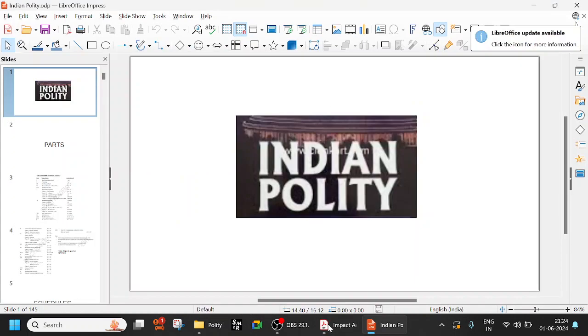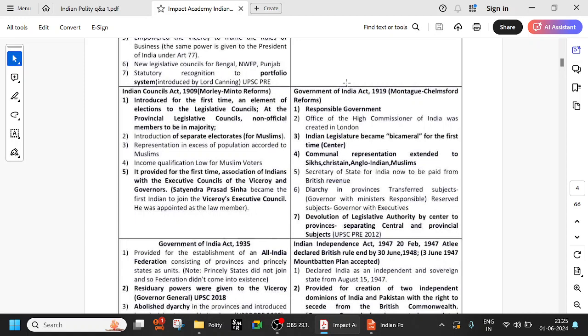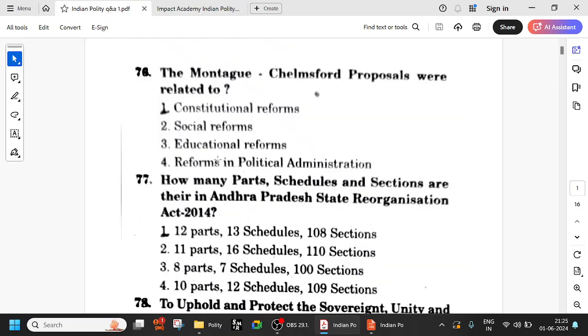So what the question is saying is the Montagu Chelmsford reforms are related to. So out of these options, you can say they're not exactly educational, social, or political administration. So reforms in political administration can also be one thing, but you can also go for constitutional reforms also. Okay, so it's a tricky question. You can go for constitutional reforms because it's a Government of India Act. Okay, it's not just a Councils Act or a Regulating Act or anything. So it's a GOI Act, and if you look carefully, a lot of it is related to the political administration also. Okay, so you can even go for this answer.